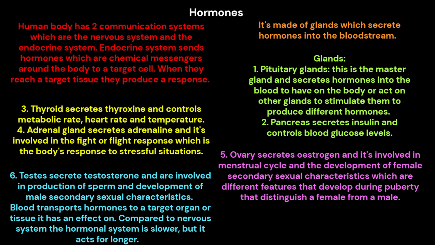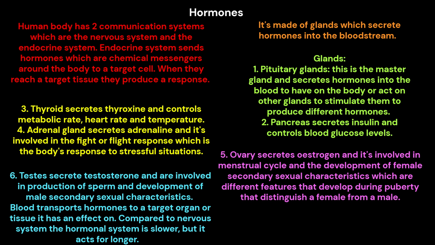Animal coordination, control, and homeostasis. Hormones. The human body has two communication systems, which are the nervous system and the endocrine system. The endocrine system sends hormones, which are chemical messengers, around the body to a target cell. When they reach a target tissue, they produce a response. It's made of glands which secrete hormones into the bloodstream.